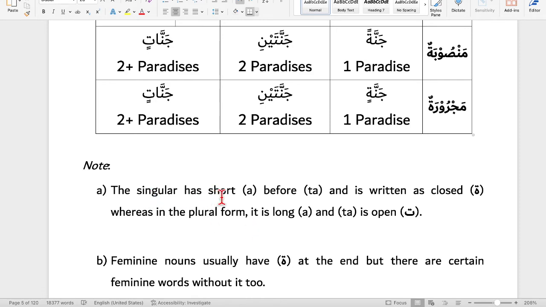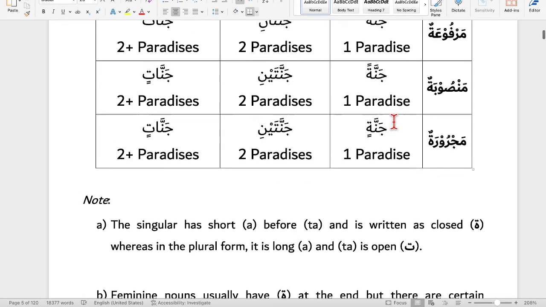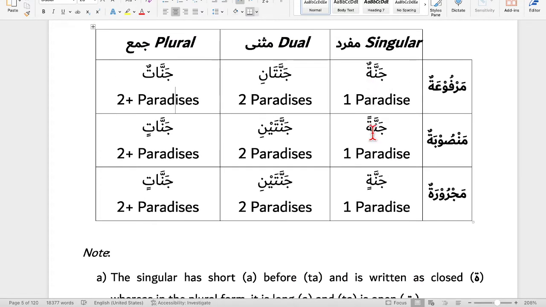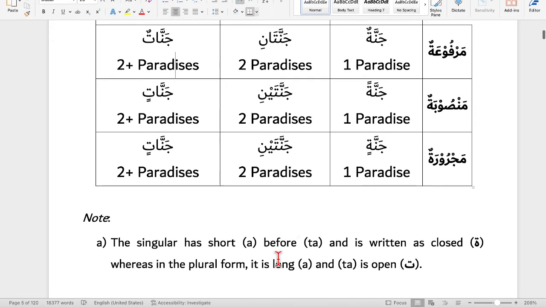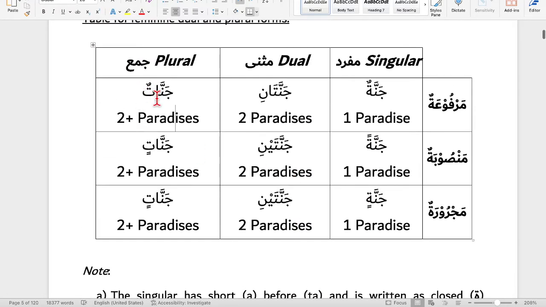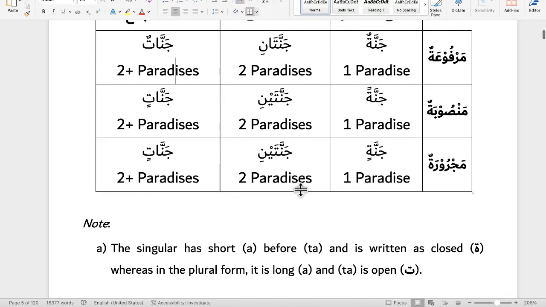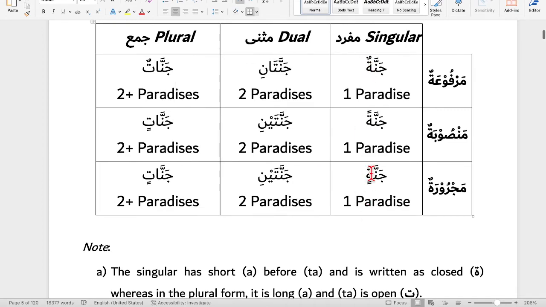So that you just remember that the singular has jannatun, a ta that is written as closed ta. Jannatun, jannatan, jannatin, but the plural form is actually a long ta: jannatun, jannatin, and is open ta. So these two tas are different, and you will see by just the writing of it.